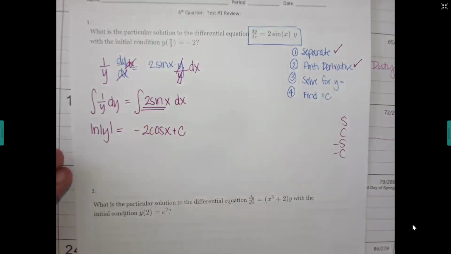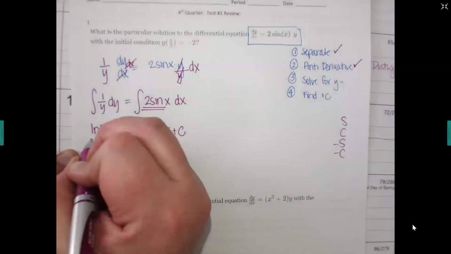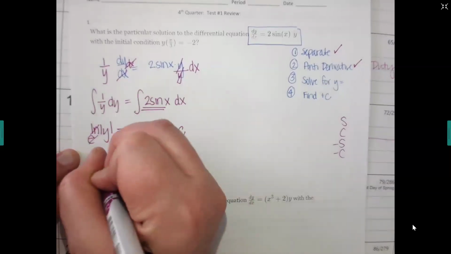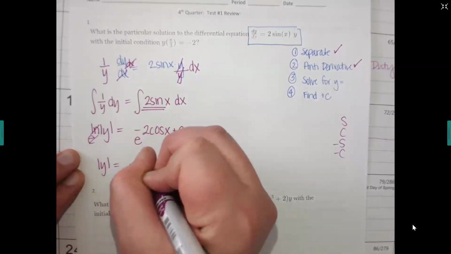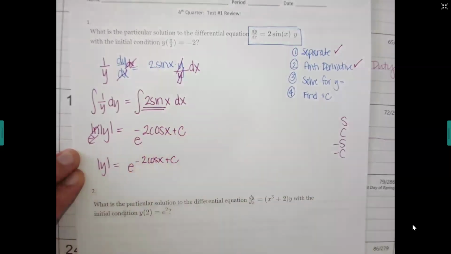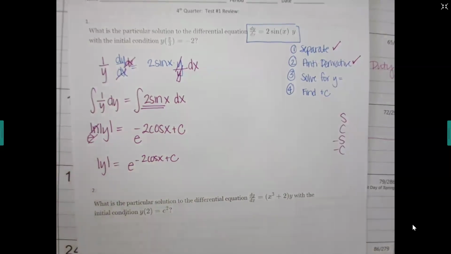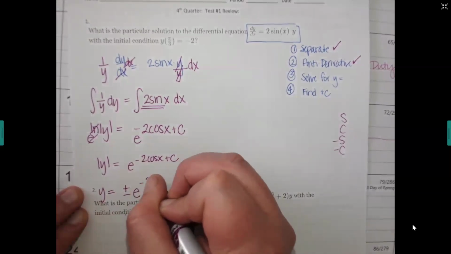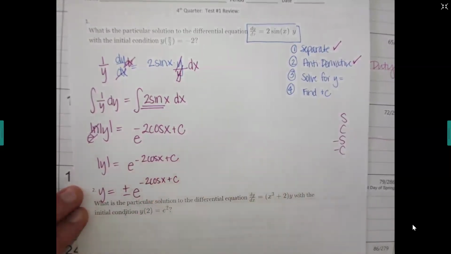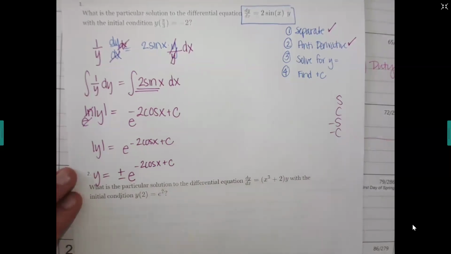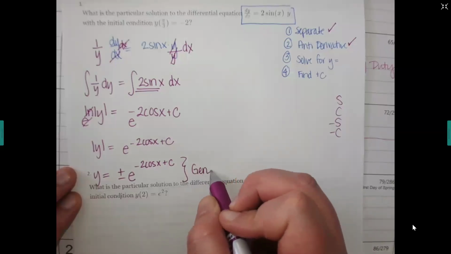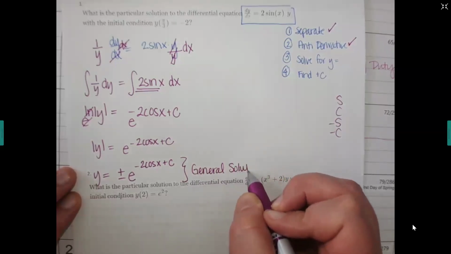How do I get rid of the ln in the front to get the y alone? Not divide, e. So I have absolute value y equals e to the -2 cosine x plus c. And then to get rid of the absolute value bars, remember you just apply a plus or minus to the other side. So it would be y equals plus or minus e to the power of -2 cosine x plus c. Okay, that is called your general solution. And the reason it's called a general solution is because you don't know what the c is yet.